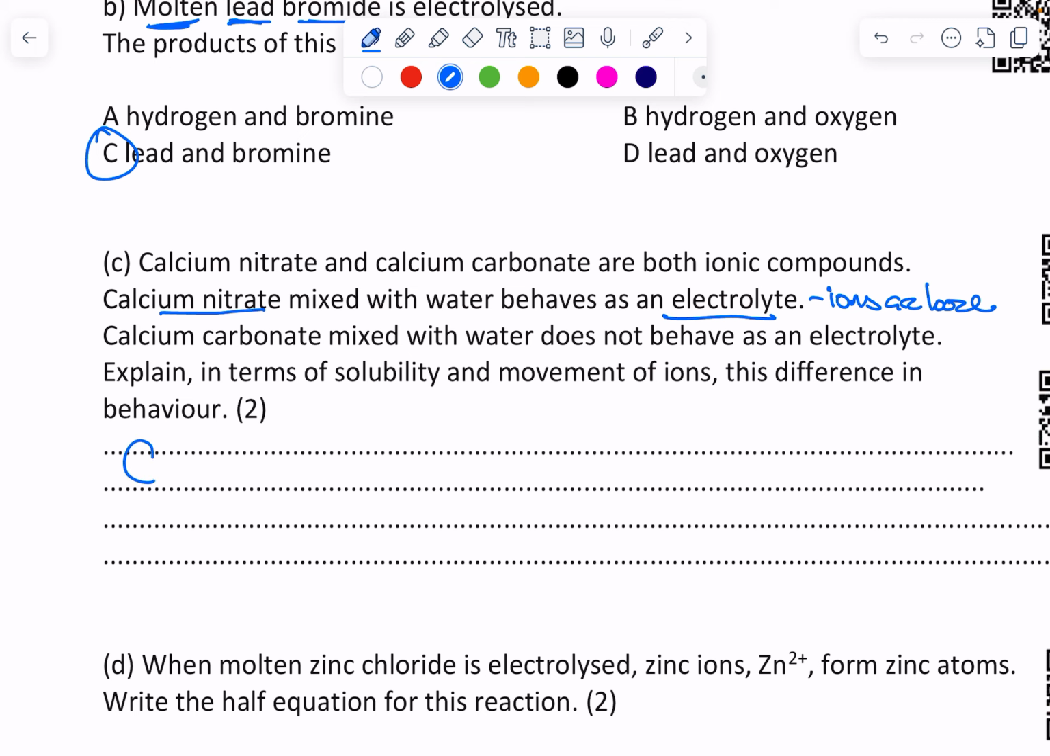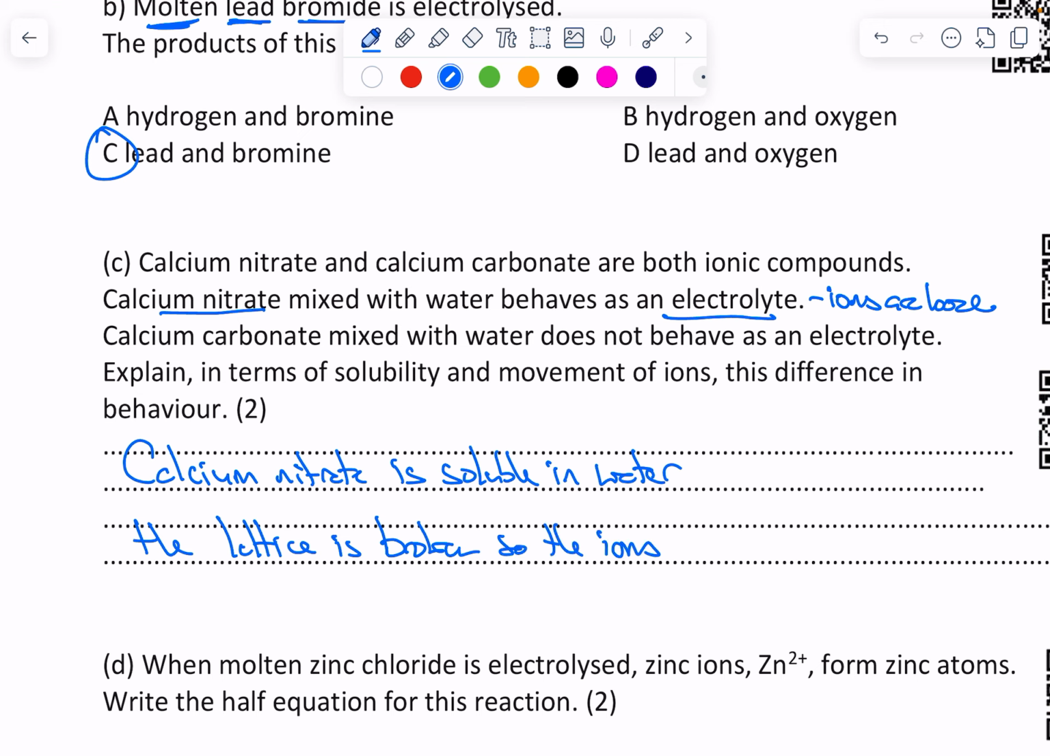So I'm going to put here, because I've got to get 2 marks, calcium nitrate is soluble in the water. So calcium nitrate is soluble in the water. And then I would say that the lattice is broken, so the ions are free to move. And that gave me a 2nd mark.